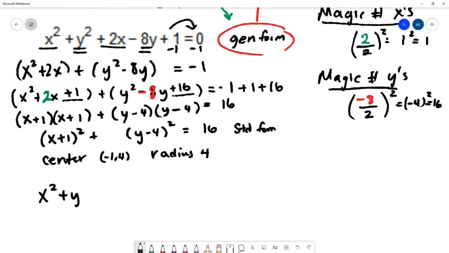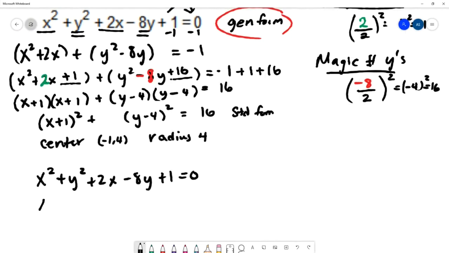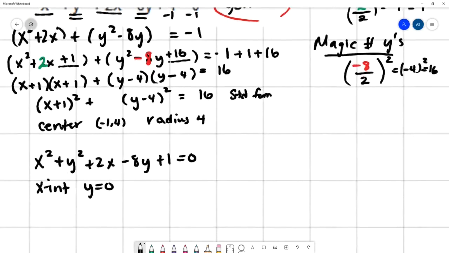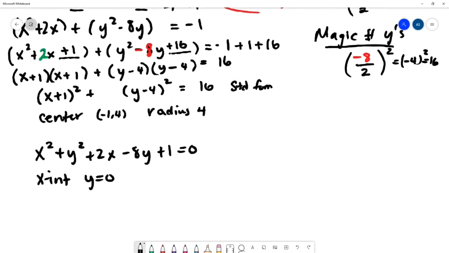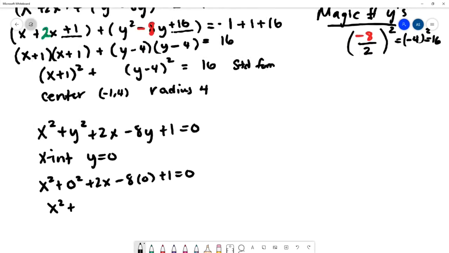x squared plus y squared plus 2x minus 8y plus 1 equals 0. And I'm trying to find the x-intercept. To find an x-intercept, you let y equal 0. I'll substitute a 0 in for y. That's x squared plus 0 squared plus 2x minus 8 times 0 plus 1 equals 0. We'll simplify and get x squared plus 2x plus 1 equals 0.